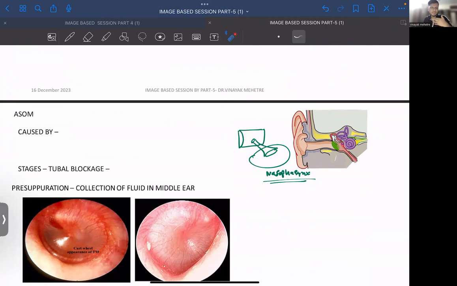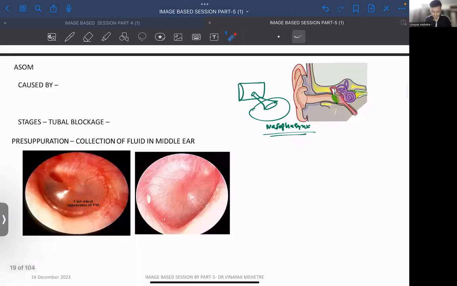Okay, it has bulged, there will be tension on the tympanic membrane. Reason being, there is a collection of fluid in the middle ear. What will happen? This is what we call, you have studied this, red bulged out tympanic membrane, right?